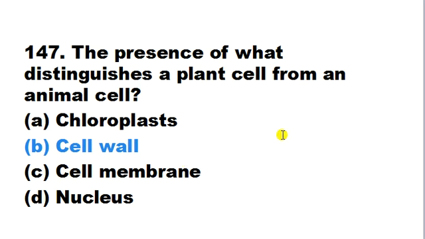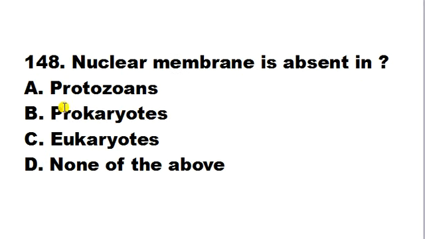Nuclear membrane is present in protozoan, prokaryotes, eukaryotic, none of the above. So here the correct answer is C. The nuclear membrane is present outside the nucleus. It is present only in eukaryotic organisms or eukaryotic cells or eukaryotes. While prokaryotes don't have it and protozoans also don't have a nuclear membrane. They are single cell organisms.